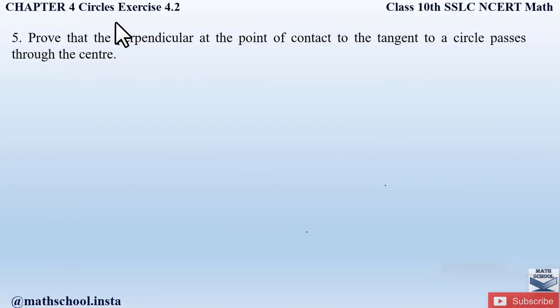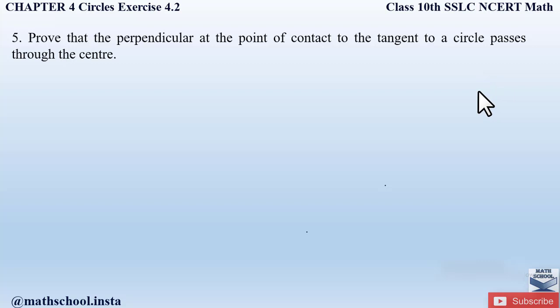Question number 5 from exercise 4.2, chapter 4 circles says, prove that the perpendicular at the point of contact to the tangent to a circle passes through the center. So here we have a circle, and the perpendicular at the point of contact to the tangent. The point of contact is between the circle and the tangent drawn. At that point of contact, the perpendicular drawn always passes through the center.